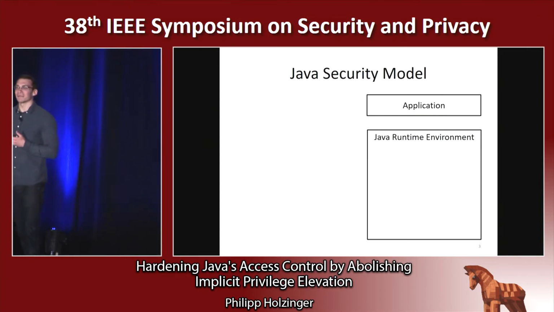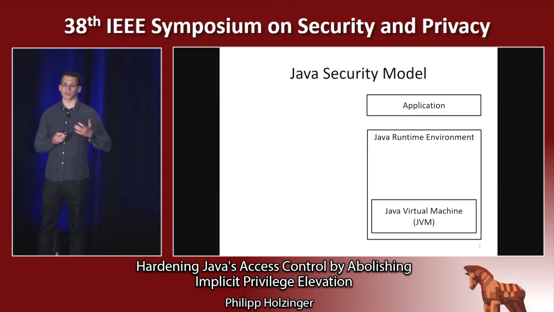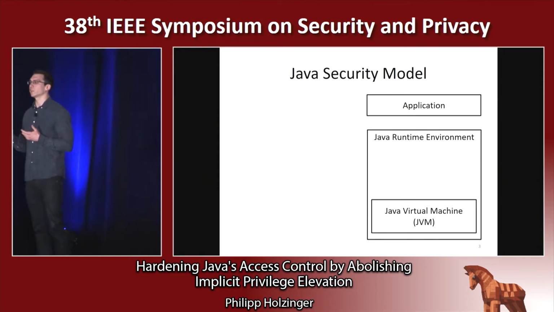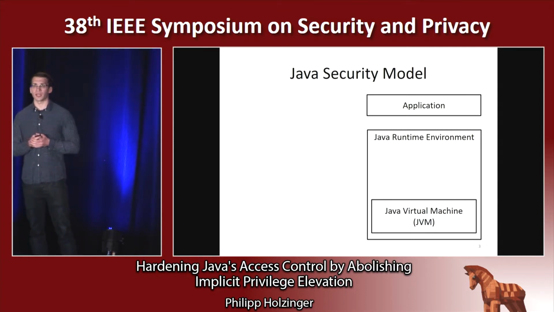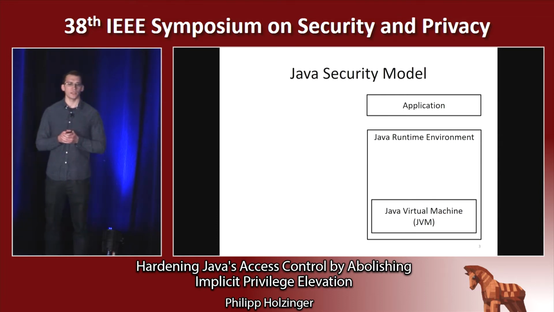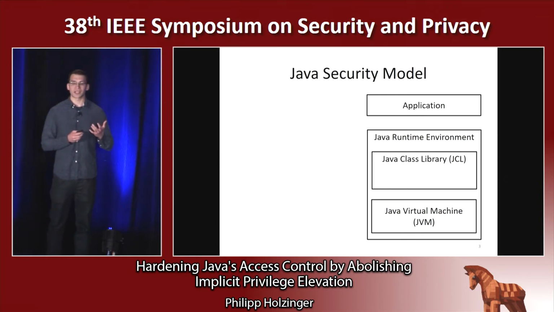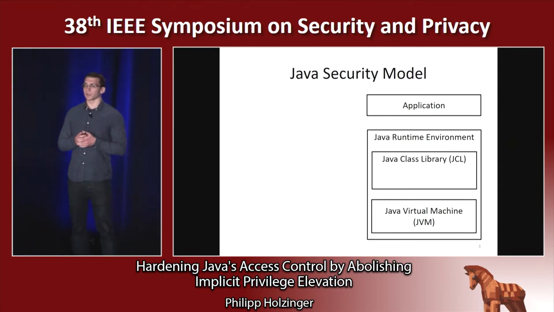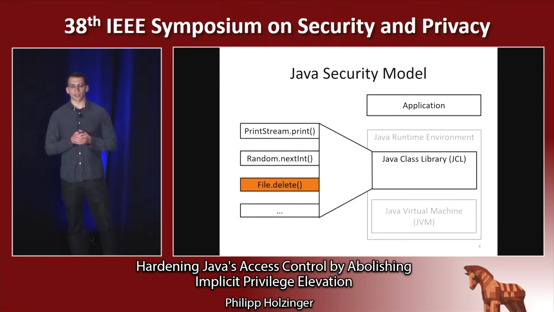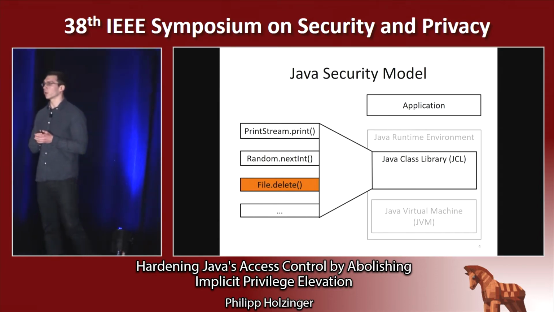So the Java runtime environment executes applications, and on a high level it comprises two components. On the one hand, it's the Java virtual machine, which provides basic functionality for program execution, including just-in-time compilation, memory management, and other basic functionality. And on the other hand, it comprises the Java class library, which is mostly implemented in Java. And it's a collection of a large number of system classes that provide common functionality, like PrintStream print, for instance, or Random nextInt, and many other commonly used functionality.